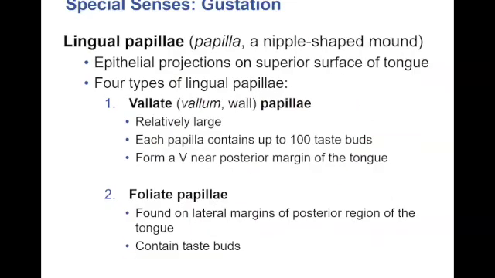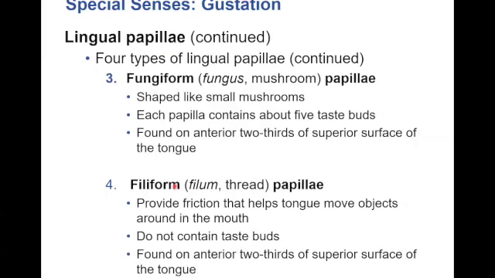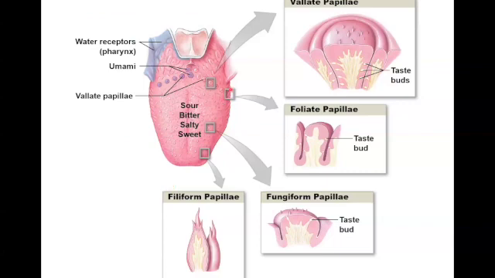Okay, the next type of papillae, foliate papillae. The foliate papillae are going to be found mostly on the lateral margin and posterior region of the tongue. Okay, what do they look like? The foliate papillae are these here. They're located on the side. And these also have taste buds.